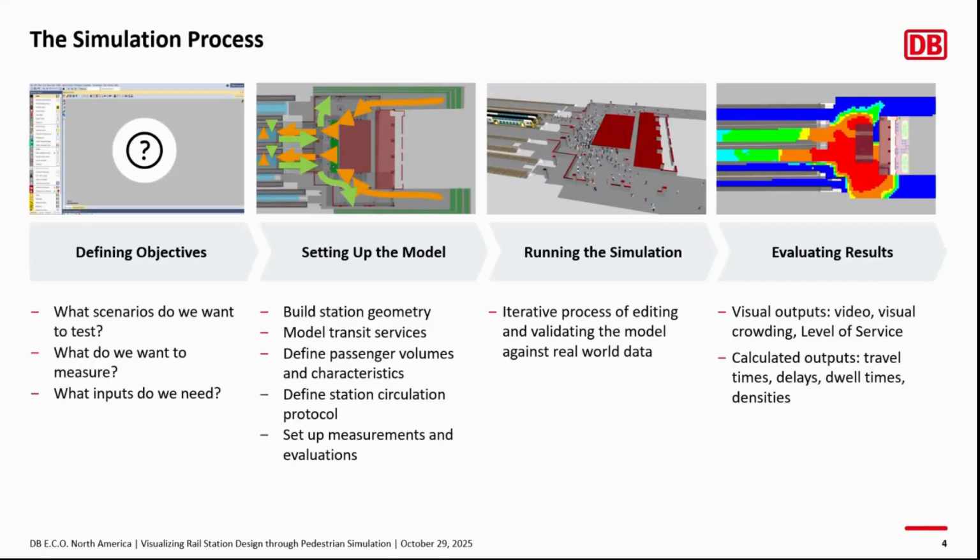So briefly, the simulation process, again, kind of basic, but the first step would be to define our objectives. What is our research question? What are we trying to achieve with the model? And then that allows us to proceed to set up the model, which is the actual nitty-gritty coding in Vissim. And then running the simulation, which would be a more iterative process where we validate the model against real-world data. And then finally, we can evaluate the results with the variety of evaluation options that are available to us.